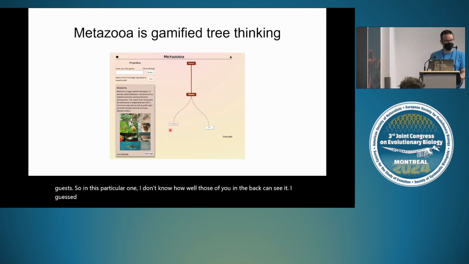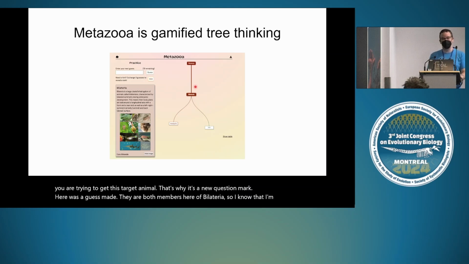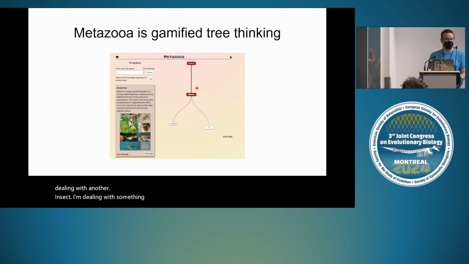And it turns out that every time you make a guess, it will show the tree of you trying to get this target animal. That's why it's a question mark. Here was a guess I made. They are both members here of Bilateria, so I know that I'm not dealing with another insect. I'm dealing with something actually pretty far from it.